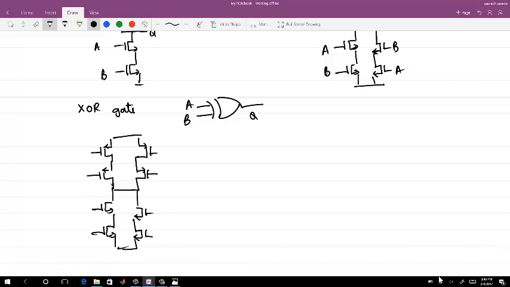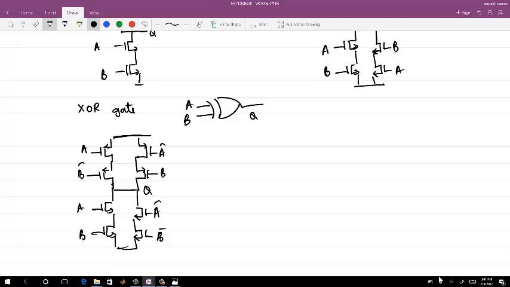So this will be A, B, A bar, B bar, and you have A B bar, and I can say A bar B. This will give you the XOR operation. But the problem here is the same: your A to Q transition and B to Q transition will not be the same.